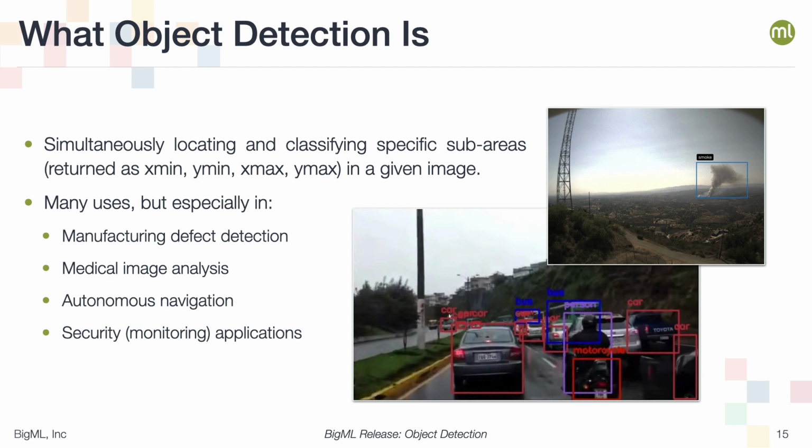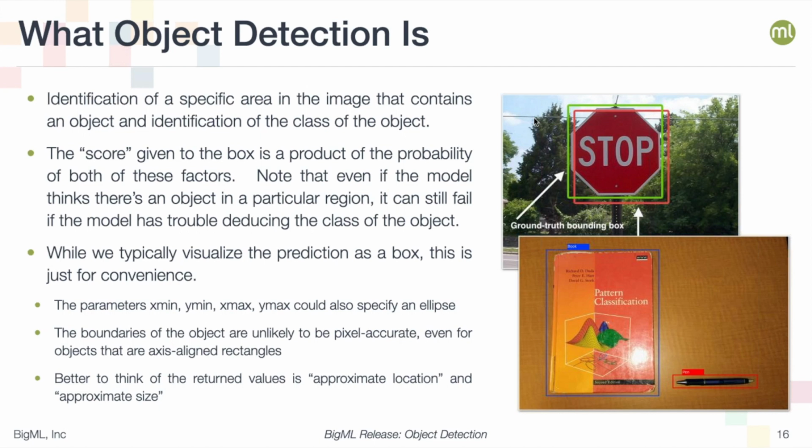So first of all, let's talk a little bit more specifically about what object detection is. What you're doing when you run an object detection algorithm is you're looking for a specific area in the image that contains an object, and you're trying to identify the class of the object. What comes out of the object detection is a set of coordinates, a class, and a score that's given to the box, which is the probability of both of the factors. That is, does this box contain an object, and is the object of that class?